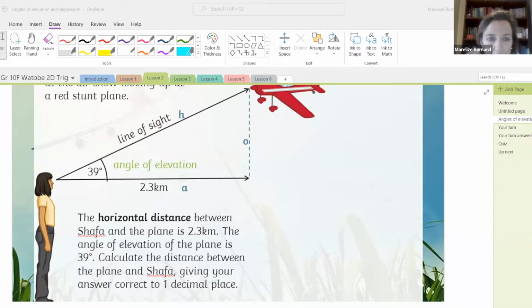Anyway, let's go. We are working out the distance between the plane and Shafa, giving your answer correct to one decimal place. Okay, so I'm going to give you 2 minutes to do this one. Let's just make sure. So which side are we working out? If we are working out the distance between Shafa and the plane, is it going to be the hypotenuse side or the opposite side? Put it in the chat. Tell me which one you think it's going to be. Opposite or hypotenuse? Which one are we going to work out?